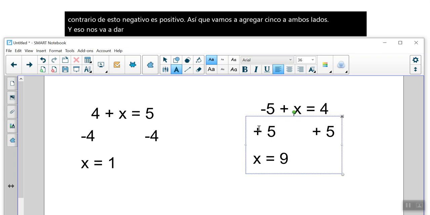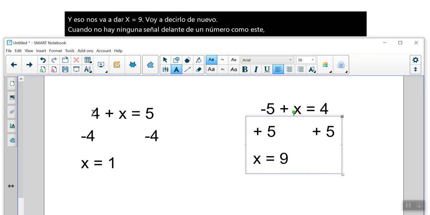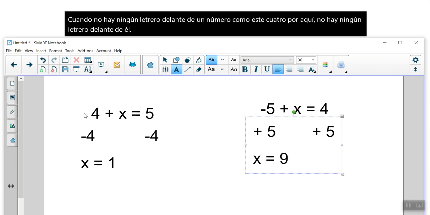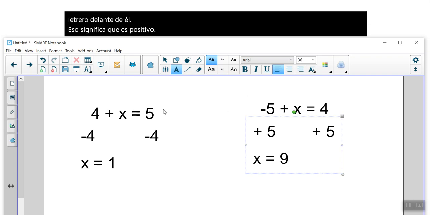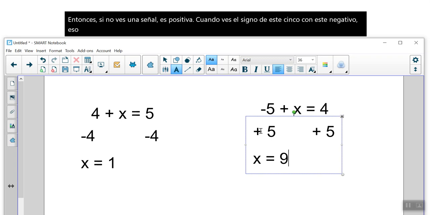I'm going to say it again. When there's no sign in front of a number like this 4 over here, that means it's positive. So if you don't see a sign, it's positive. When you see this sign and this 5 with this negative, that makes it negative and you have to add. When there's no sign, you have to subtract. All right, that's the review for the one-step equations.